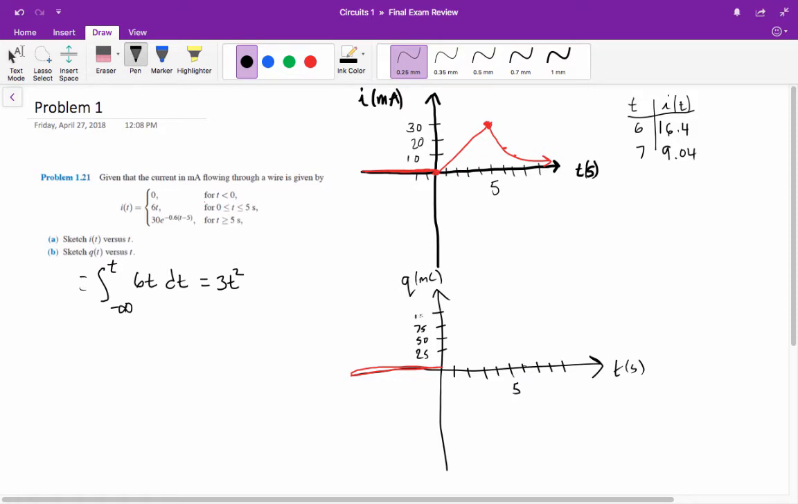If you do the actual calculations first, that'll give you a better idea as to how big to make the axis, but we haven't done the calculation yet. So let's see. Our parabola is 0 at 0. At 1, it's 3. At 2, 2 squared is 4 times 3 is 12. At 4, 4 squared is 16 times 3 is 48.